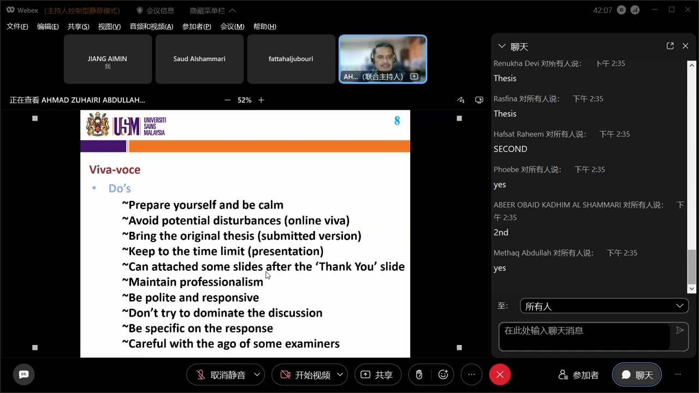Some advice for you, the do's. Prepare yourself. You need to prepare your slides. Discuss with the supervisor. We'll discuss slides later. Be calm because you are the master of your work. You are the one who wrote it. You are the one who actually read more than anyone else in the Viva room. Take it that way. You read more, you know more. People can challenge you with comments or concerns or questions. You should be able to answer.